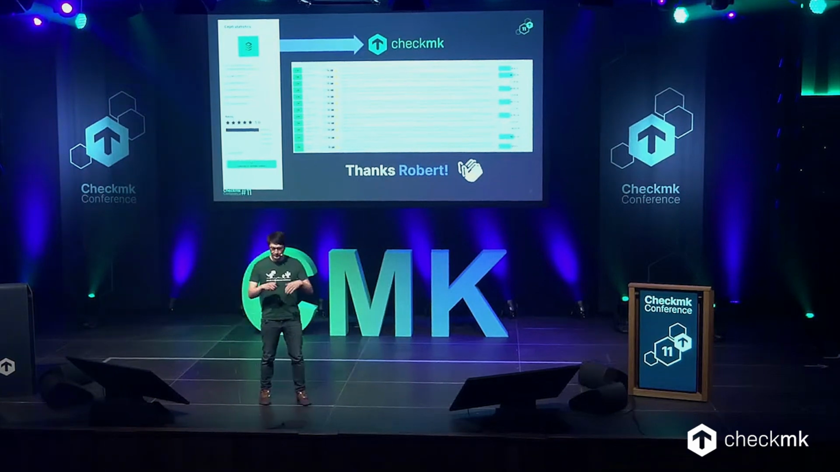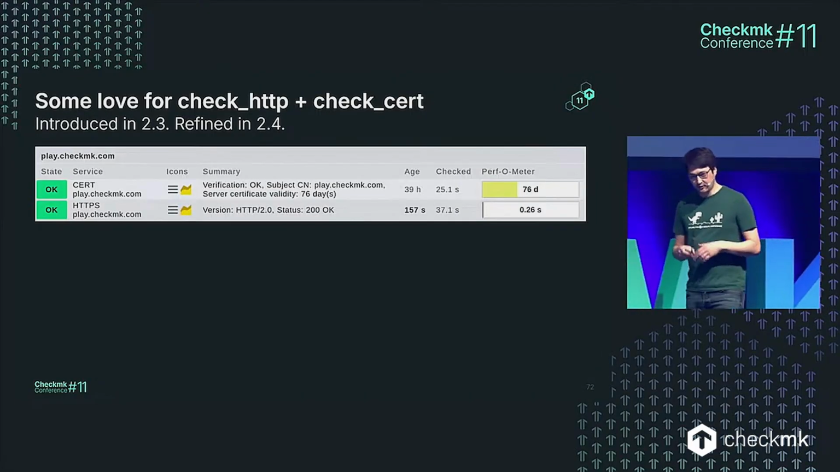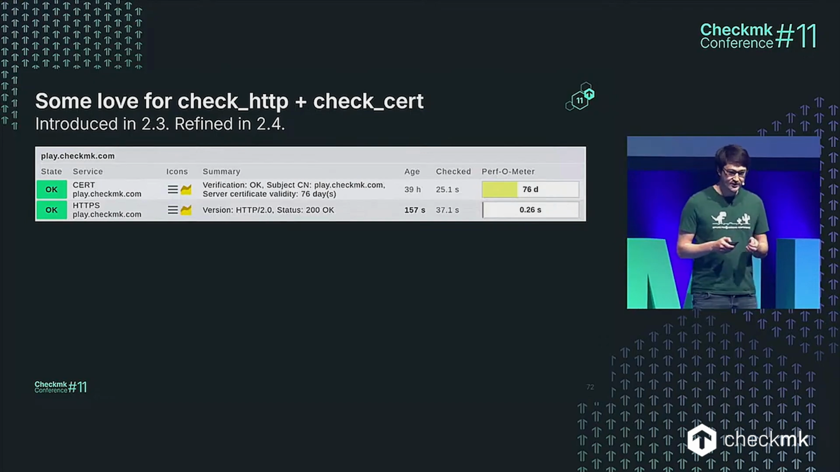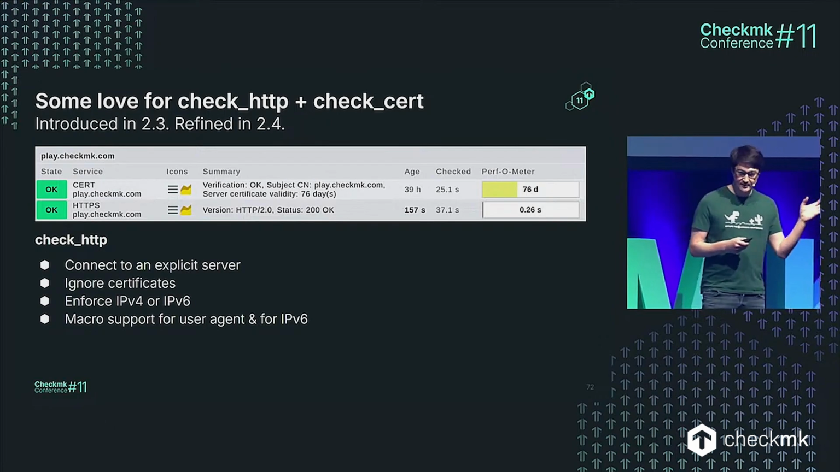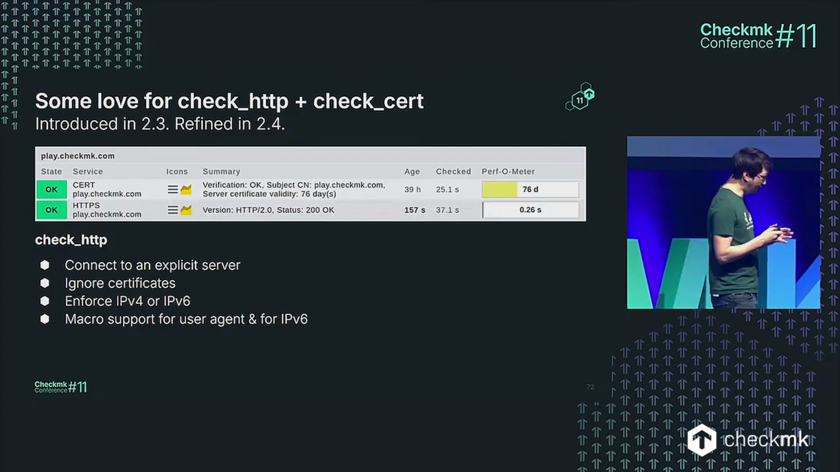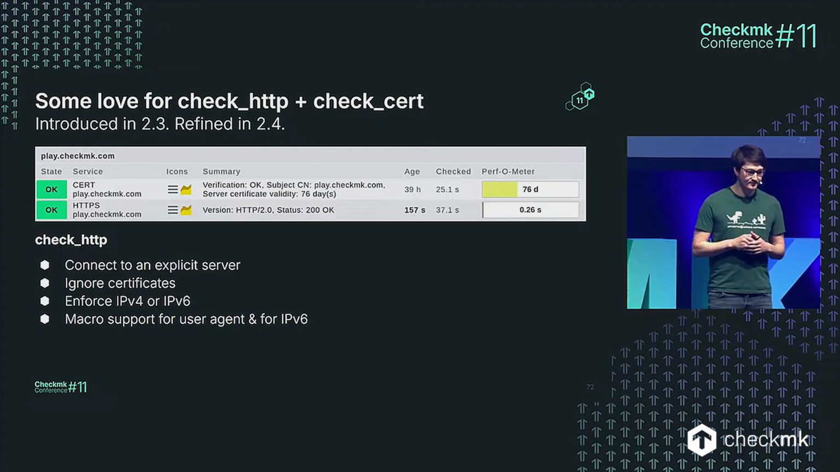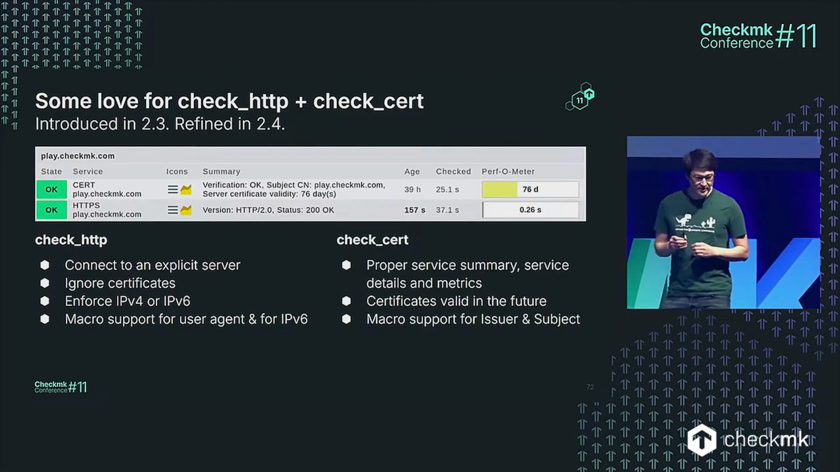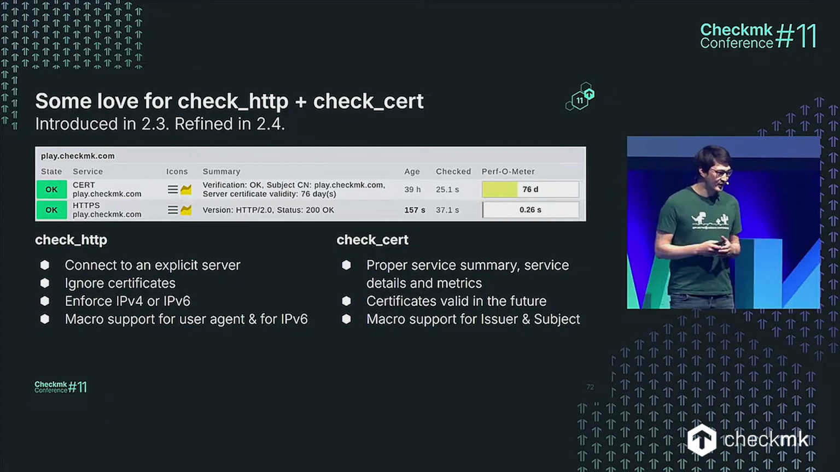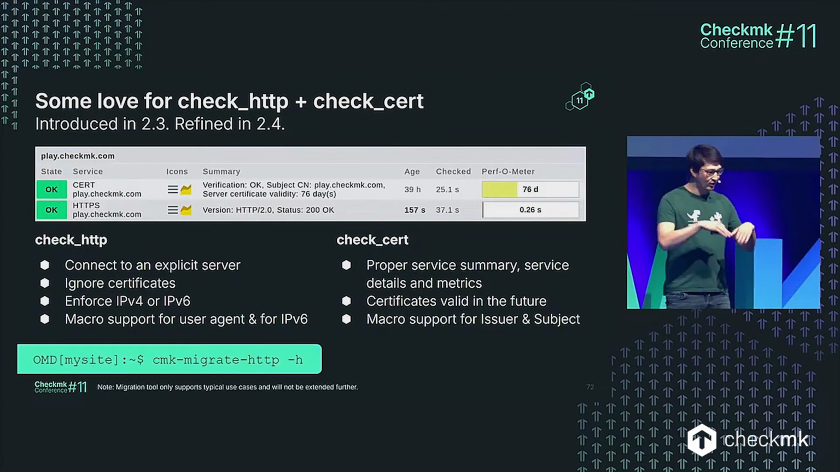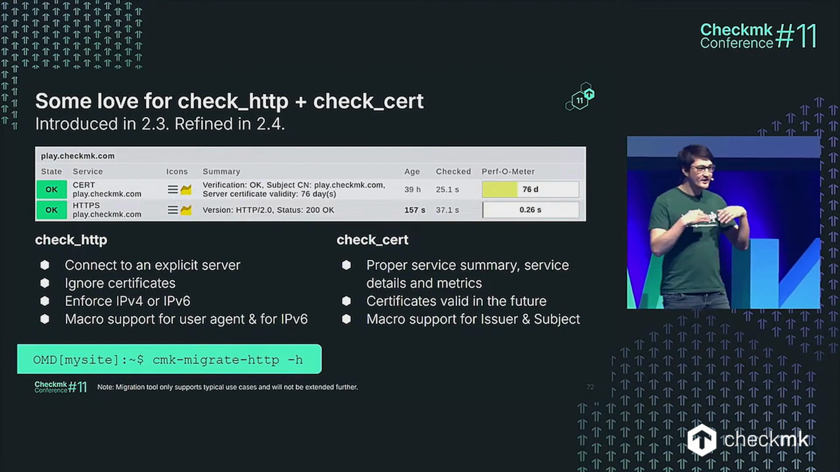That's not the only thing we did in that regard. We also said, what are features which we need to polish, which we need to refine? And in Checkmk 2.3, we introduced the completely new check HTTP and a certificate check. And we took the time in the last months to refine that, to add a lot of features to it, to make it much, much better. And so you have a couple of new features, like, for example, you can now finally connect to an explicit server. You can ignore certificates if you want to. You can enforce IPv4, IPv6. And for a certificate check, it finally has a proper service summary, proper service details, proper graphs, so that you can then use it in your alerts and you can finally know all the information which you actually wanted in that. And along with that comes a lot of macro support for a lot of different things, so that you can build simpler rules.